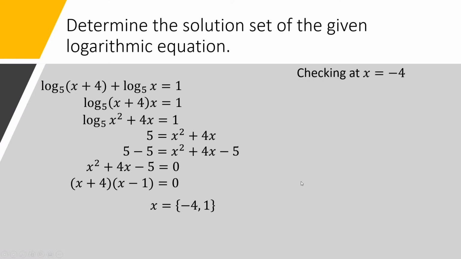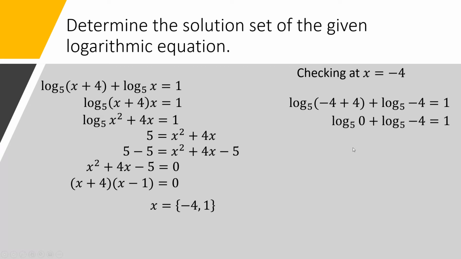Now, let's check at x equals negative 4. So, we have to substitute the x in our given logarithmic equation. I just directly substituted negative 4 in our x. And as we can see here, we have arguments of 0 and negative 4. So, remember that our argument must be greater than 0, and we should not have a negative argument. Therefore, negative 4 cannot satisfy the properties of logarithm. Then, negative 4 is not a solution of our logarithmic equation.